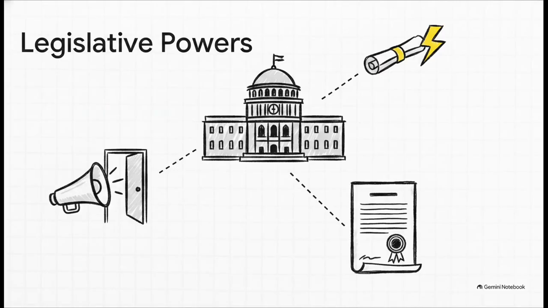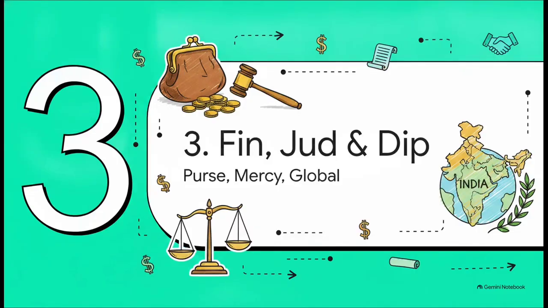But hey, the president isn't just some executive figurehead. Under Articles 85 through 87, 111, and 123, they wield immense influence over the legislative process itself. They hold the power to summon and prorogue parliament. They even have the ultimate authority to dissolve the Lok Sabha. And crucially, no bill becomes a law until the president gives their official assent. When parliament isn't in session, they can even promulgate ordinances, effectively creating immediate temporary laws. Talk about influence. Section 3, Financial, Judicial, and Diplomatic Powers, the purse, mercy, and the global face of the nation.